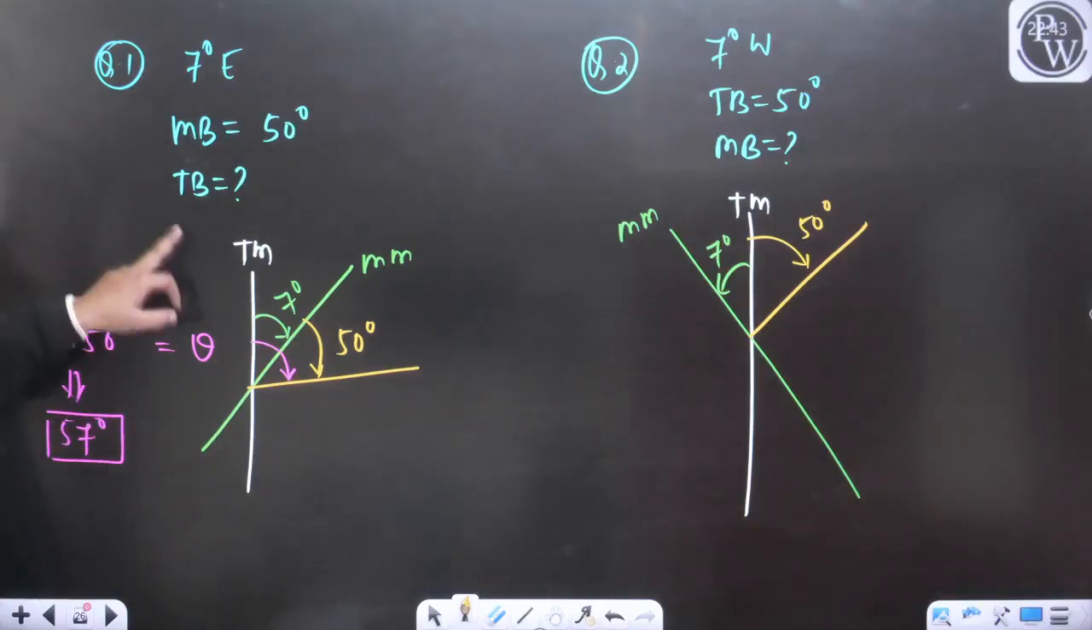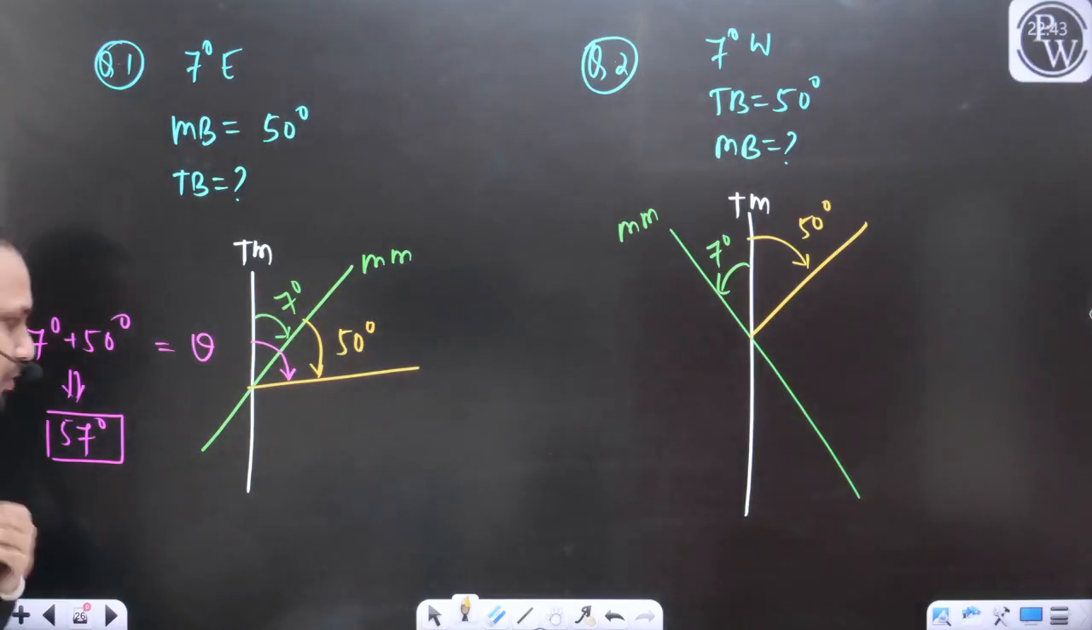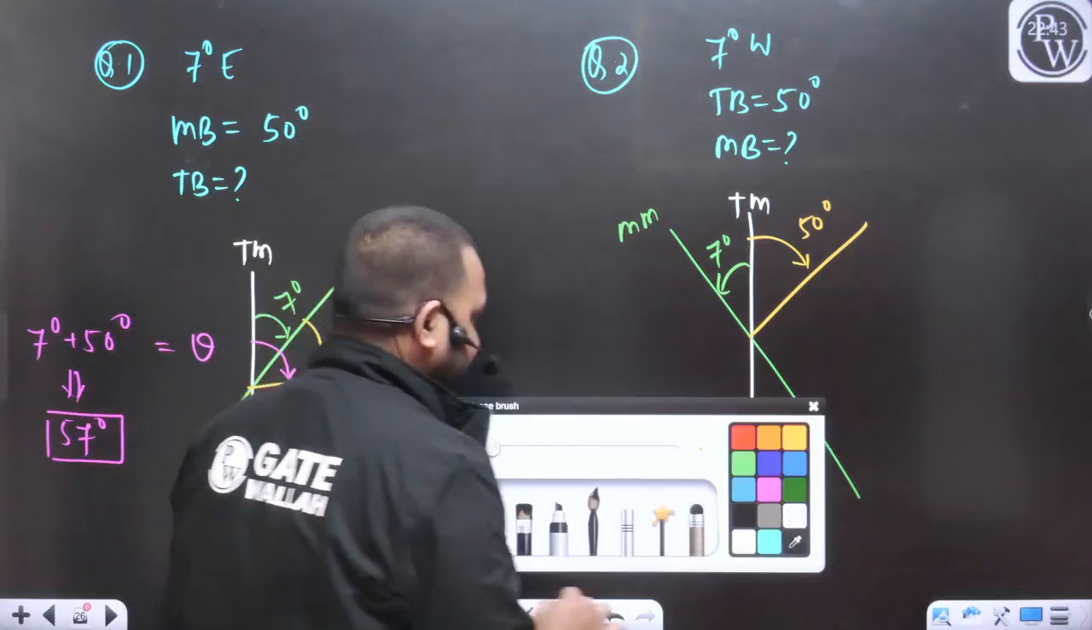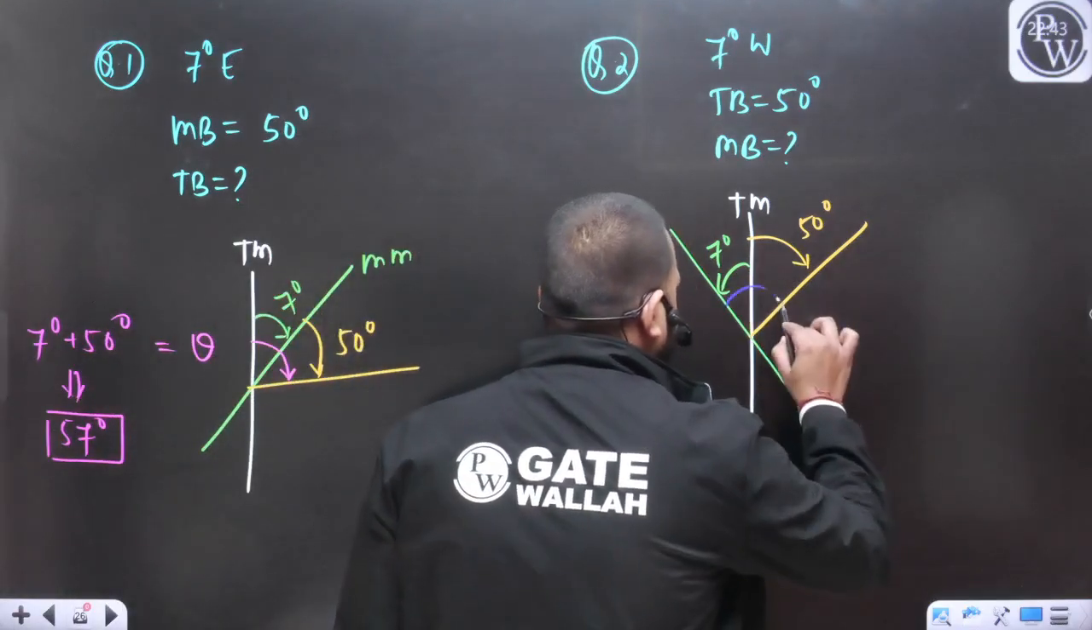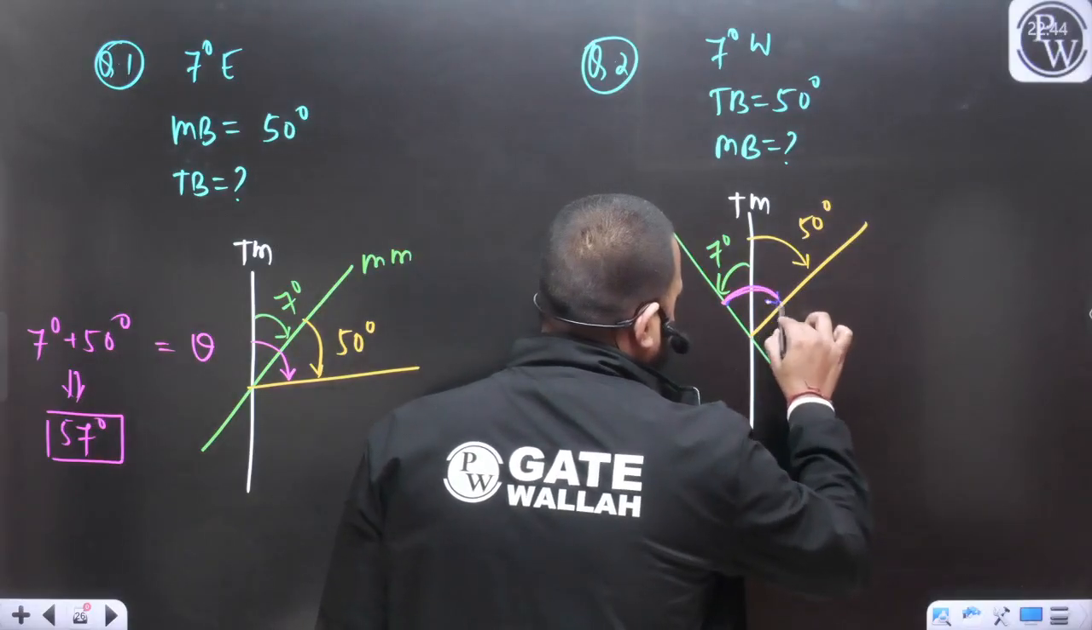In this question they have asked about the magnetic bearing. Yes or no? So simply we have calculated. Magnetic bearing we have to measure from the magnetic meridian. Dear, do not get confused.